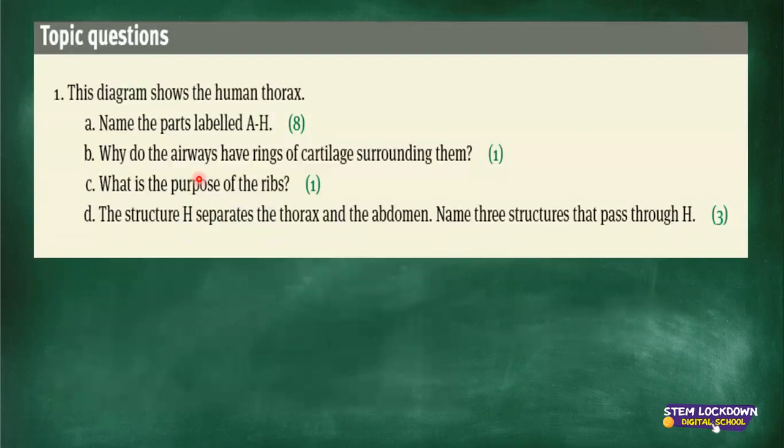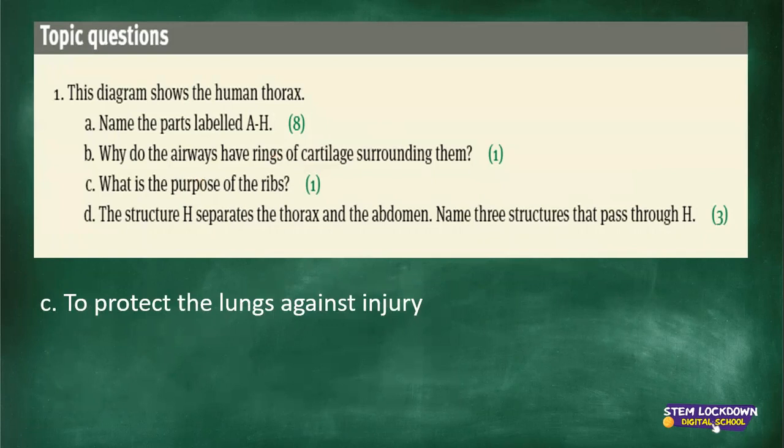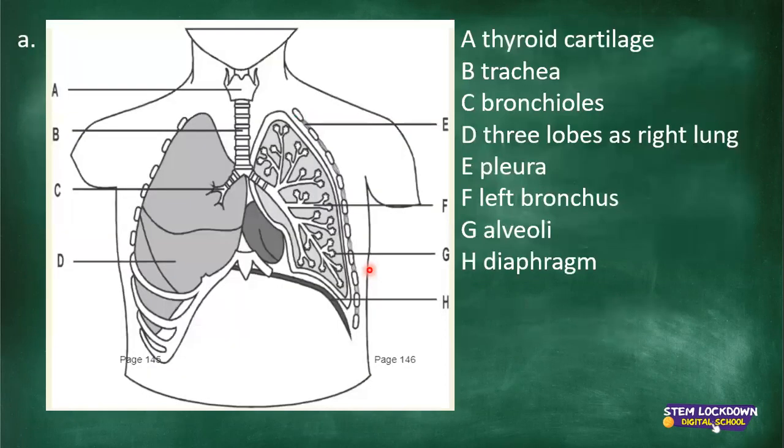Then D, the structure H represents the thorax and the abdomen. Name 3 structures that pass through H. Let's go to H. It shows the thorax and abdomen, right? There.